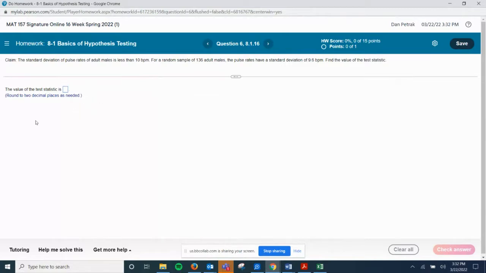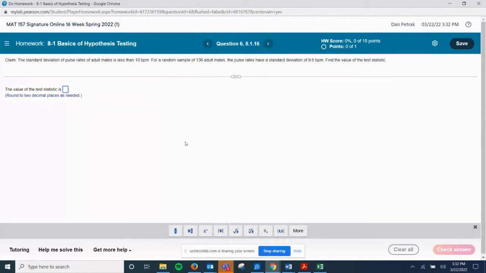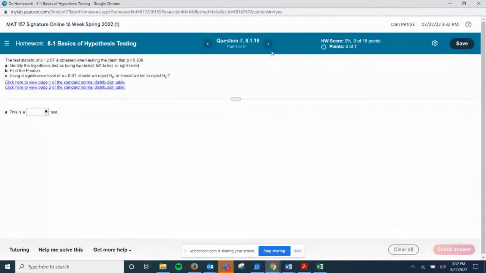So this one, I don't know. The reason I don't like this problem is that they're doing a claim on standard deviation here, but it should be a test for means. That's why this one's a little weird. This is probably not a good one to start with.